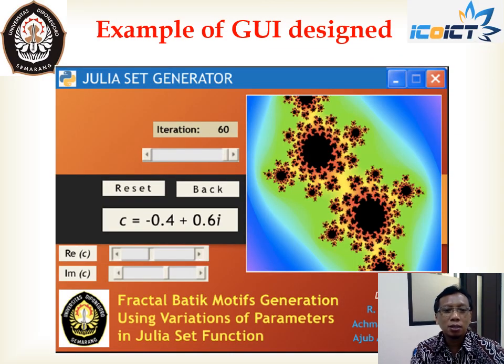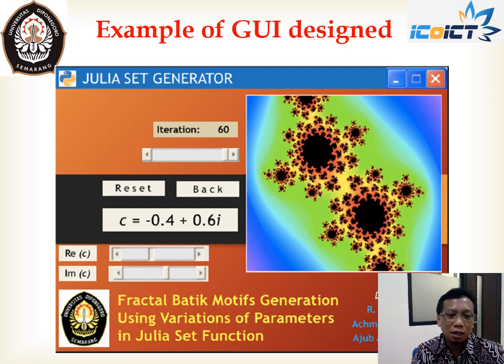This is an example of a GUI design. This is the home page. This is the Julia set generator. This is the input we should type for the iteration. And this is the sliding push button. If we shift to the right, this increases the number of iterations. If we slide to the left, this decreases the number of iterations.